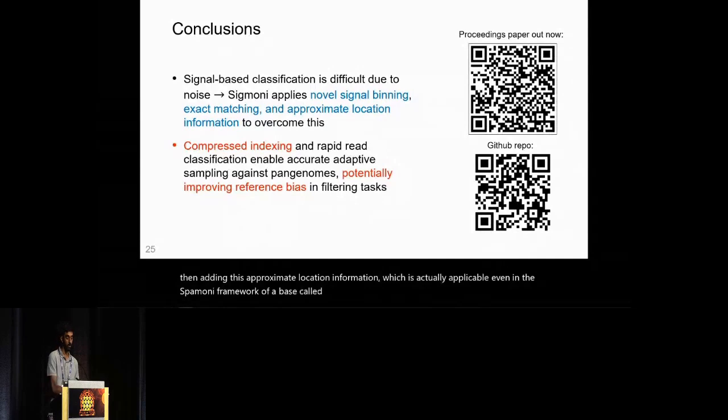And so this shows that compressed indexing is really important and growing in importance as we have scale-level analyses in the pangenome era, potentially improving reference bias in these contaminant filtering tasks.